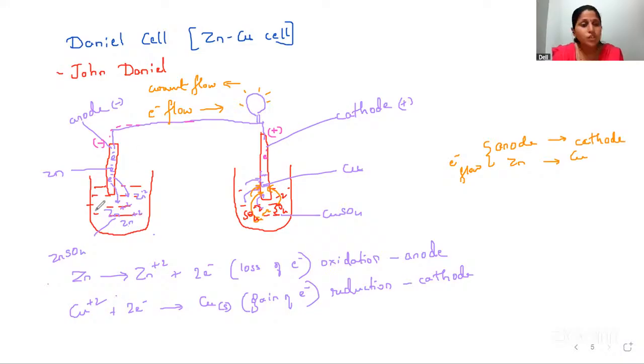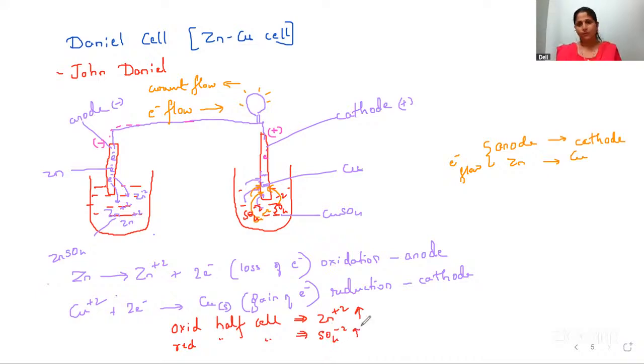So at the oxidation half cell, Zn plus 2 ions are increasing in number. What is happening there? Zn plus 2 ions are increasing. And at the reduction half cell, what is happening? SO4 minus 2 ions are increasing. Correct? So earlier how was it? Earlier it was neutral.